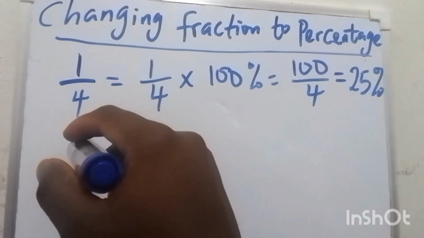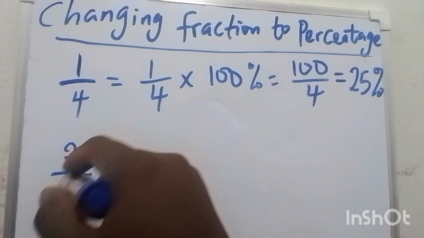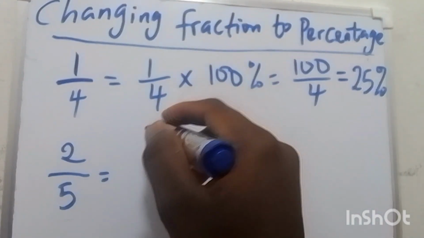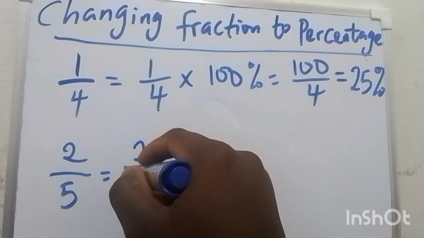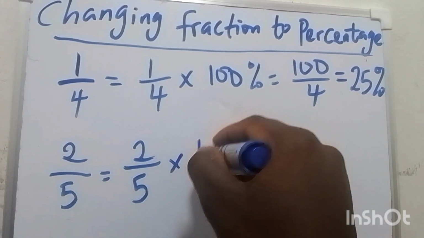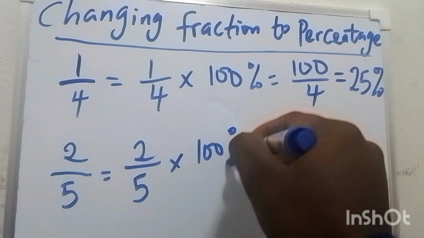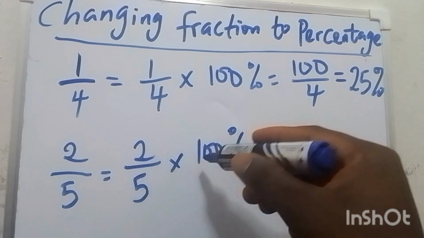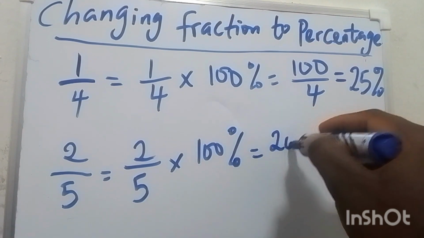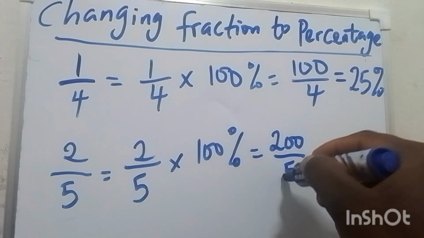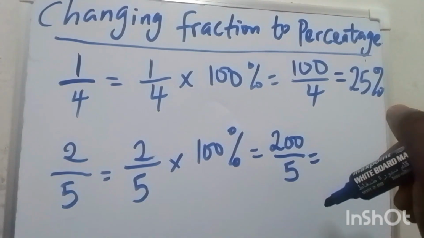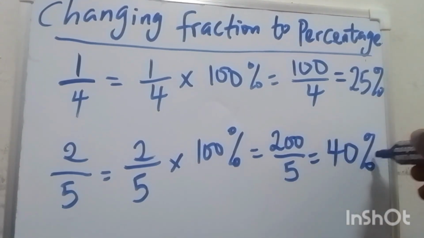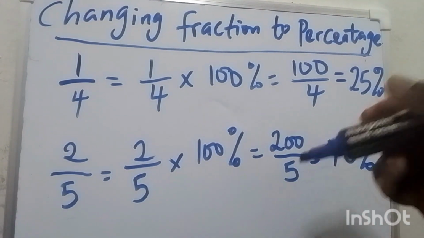And also we can have another example, 2 over 5. To change this to percentage, we follow the same step. It simply means you are going to multiply by 100%. And what is 2 multiplied by 100? That is 200 divided by 5. And what is 200 divided by 5? We simply have it as 40%.